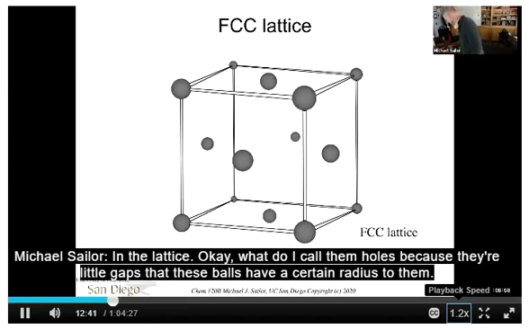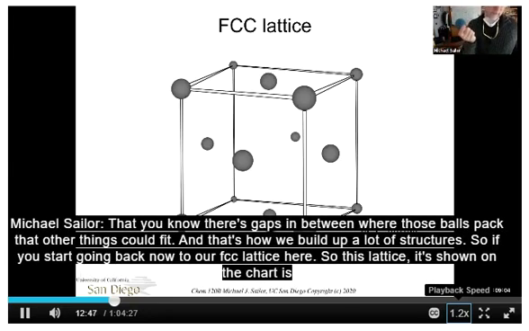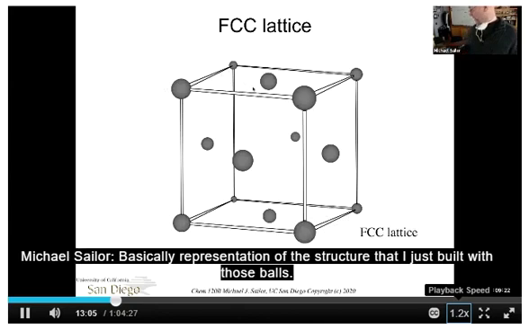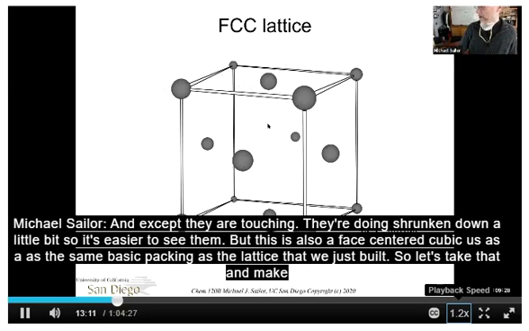And why do I call them holes? Because these balls have a certain radius to them, so there are gaps in between where those balls pack that other things could fit. And that's how we build up a lot of structures. So if you start going back now to our FCC lattice, the lattice that's shown on the chart is basically a representation of the structure that I just built with those balls, except they aren't touching. We've shrunk them down a little bit so it's easier to see them. But this is also a face-centered cubic. This has the same basic packing as the lattice that we just built.